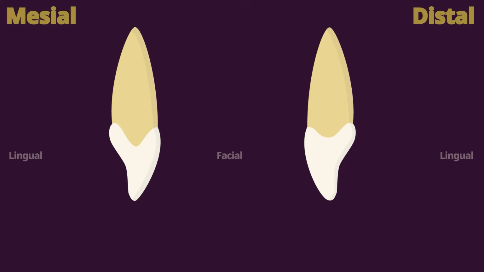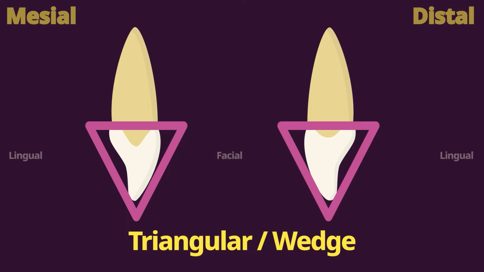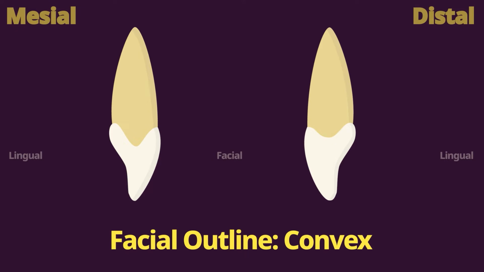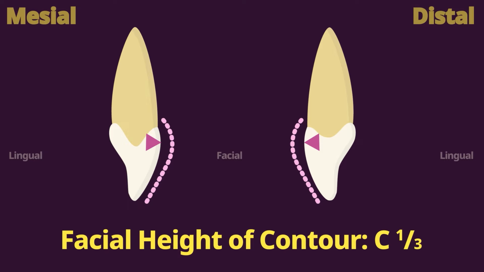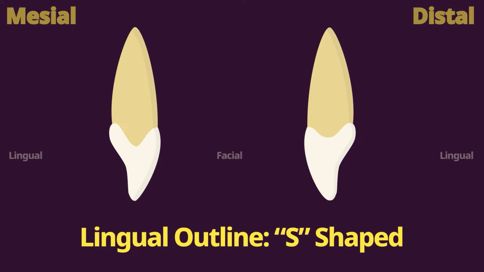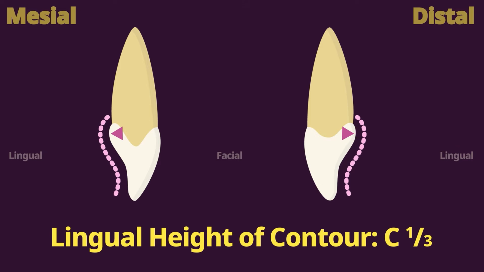The crown of the maxillary central incisor is triangular or wedge-shaped, with the base at the cervix and the apex at the incisal ridge. The facial outline is convex from the cervical line to the height of contour, and then slightly convex from that height of contour to the incisal ridge. The height of contour is located in the cervical 1/3. The lingual outline is S-shaped, convex from the cervical line over the cingulum, and then concave to the incisal ridge. The height of contour is in that cervical 1/3 at the cingulum.